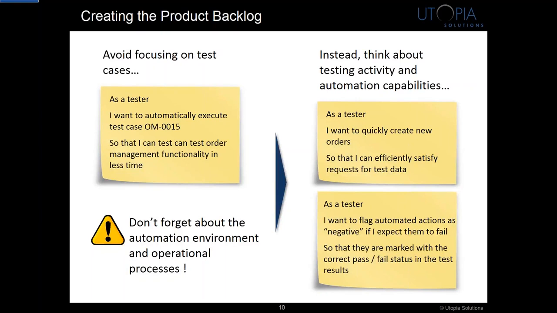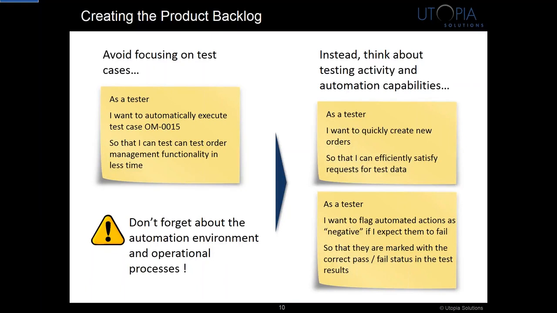Things like reporting, test case definition, and that's how and where the actual automated test cases are defined. Well, you need to think about parallel execution. Are you going to integrate with continuous integration tools and other similar features? And finally, don't forget about the environment and operational processes that go along with automation.